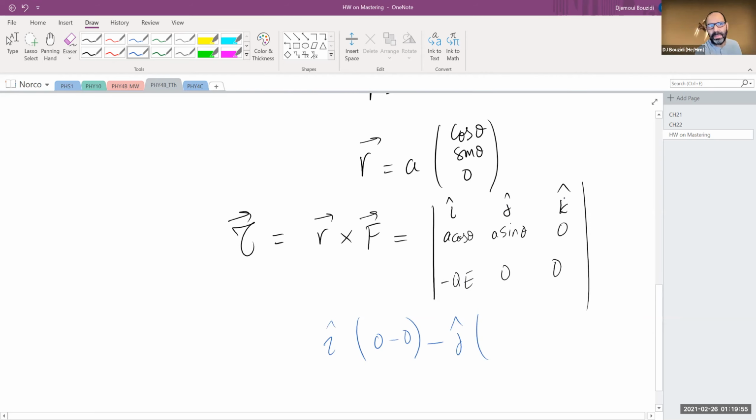So everything is 0 except the k hat component has a value, and it's positive. Actually, the torque now, if everything is written correctly, the torque tau is going to be Q A E sine theta in the k hat direction. And it's a positive torque. It's very important to see that it's a positive torque. That means it's counterclockwise. Does this make sense to you?